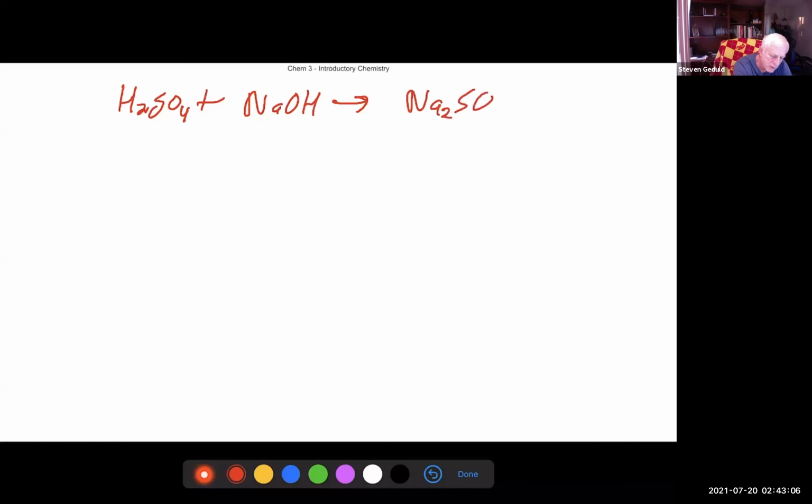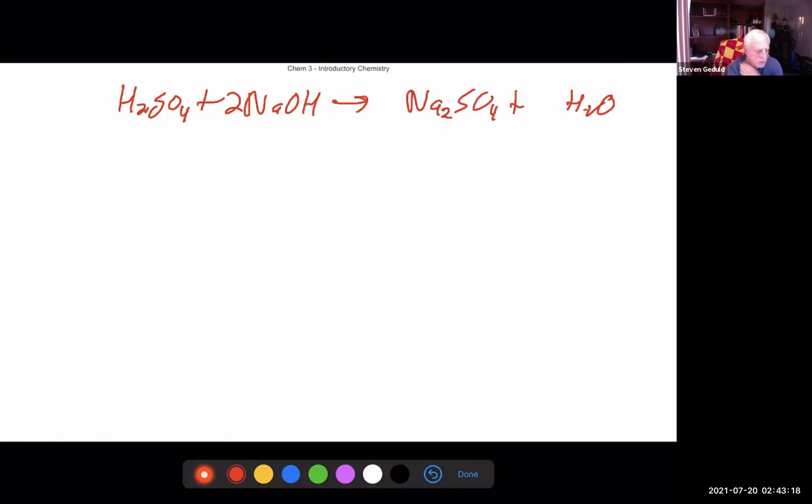So always write out your equation to start with. Sulfuric acid, H2SO4, plus sodium hydroxide to neutralize it. It's going to give you your salt and water, sodium sulfate, Na2SO4, plus water. And we have to balance this. Two sodiums, 4 hydrogens and 4 hydrogens, 1 sulfate, 2 sodiums. Oxygen, so 4, and 2 oxygens. All right, now we're balanced.